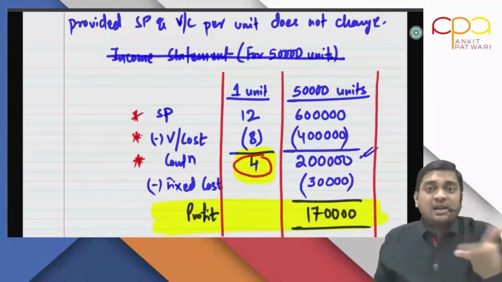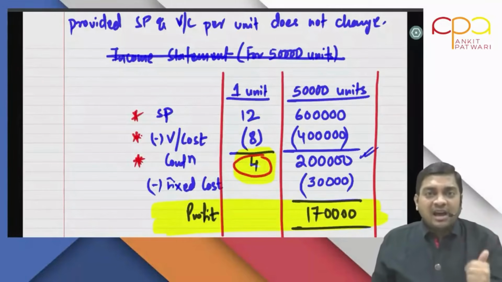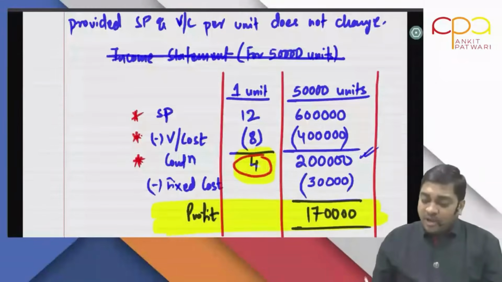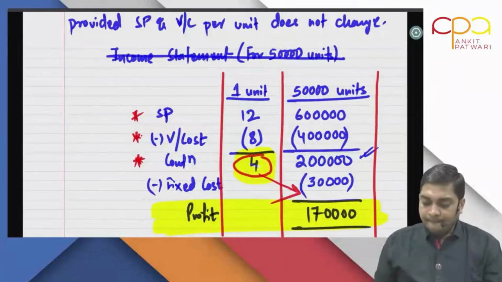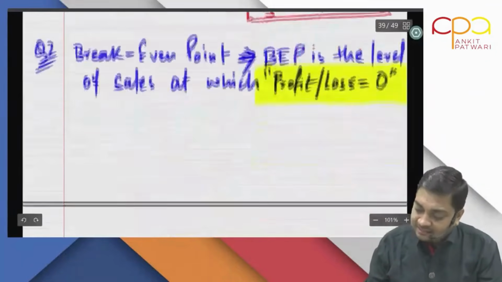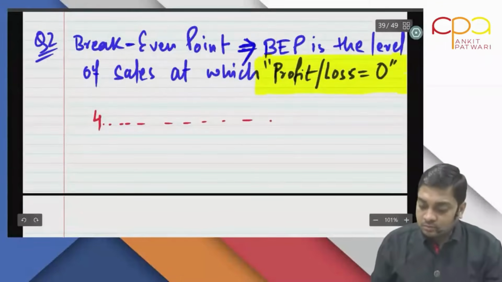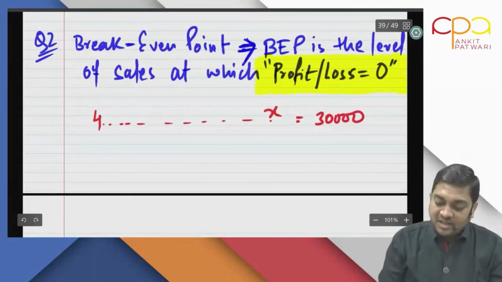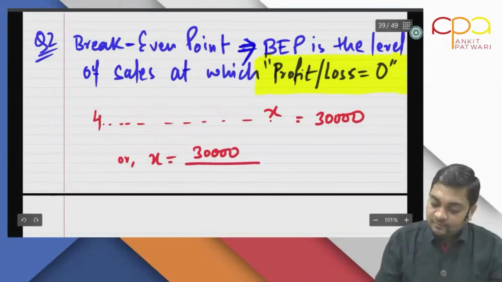Another unit sold, I will get another 4 rupees. So total is 8. Another unit sold, another 4, 12. Another unit sold, again 4, 16. Like this, how many units do I have to sell so that I can recover 30,000? Because from this contribution, the fixed cost needs to be paid off. So the simple thing I can say, sir, 4, 4, 4, 4, up to how many units will it come to 30,000? That's very simple. 7,500 units.